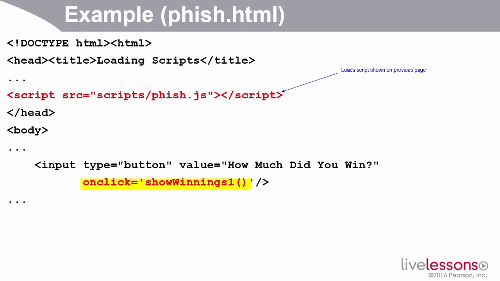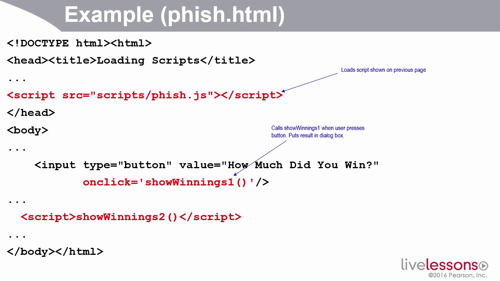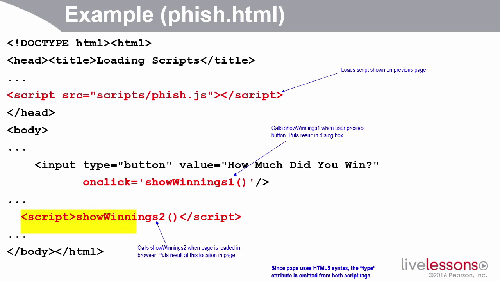And if you recall from the previous slide, showWinnings1 pops up an alert box, a dialog box, and puts a string in it. And then finally, we have a script tag in the body that calls showWinnings2. showWinnings2 uses document.write, and so the output of showWinnings2 will be inserted into the page at this location as the page is initially loaded. All right, let's try this out.